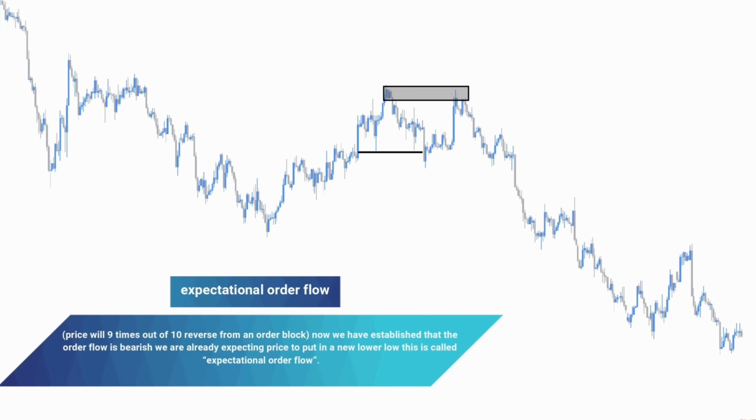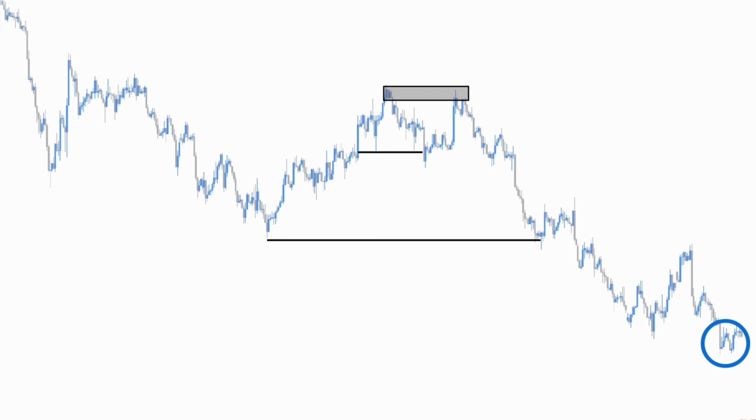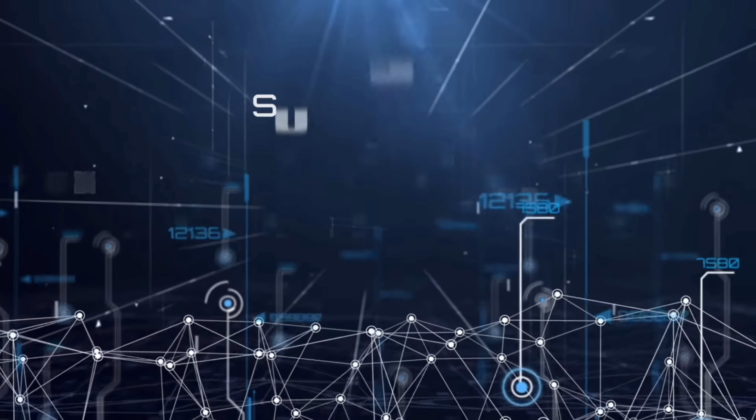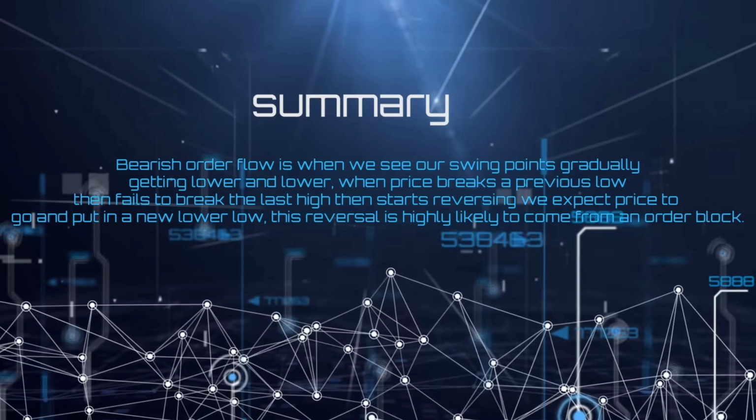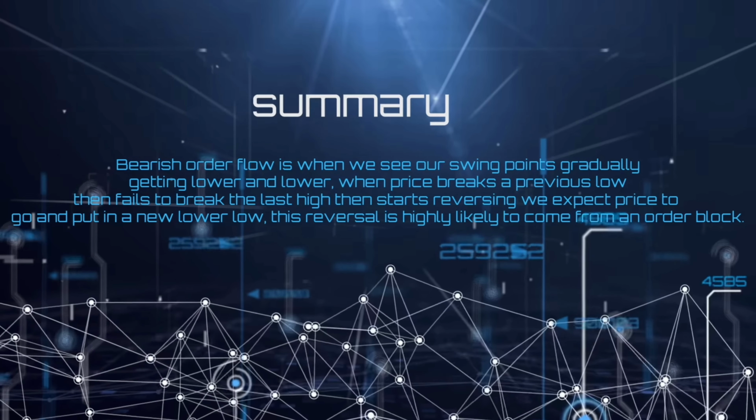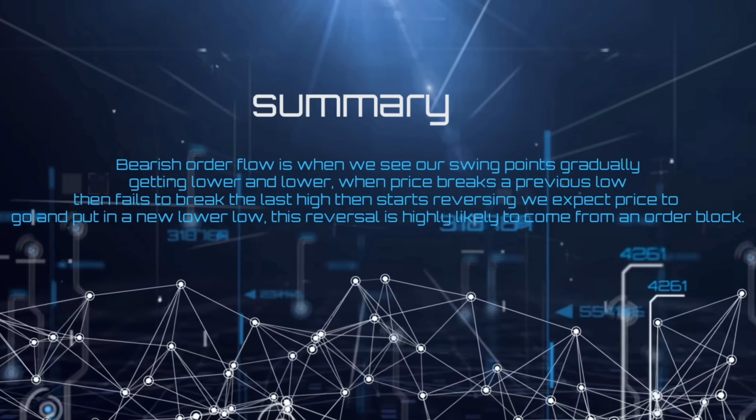Now we have established that the order flow is bearish, we are already expecting price to put in a new lower low. This is called expectational order flow. So to summarize, bearish order flow is when we see our swing points gradually getting lower and lower. When price breaks a previous low, then fails to break the last high, then starts reversing, we expect price to go and put in a new lower low. This reversal is highly likely to come from an order block.